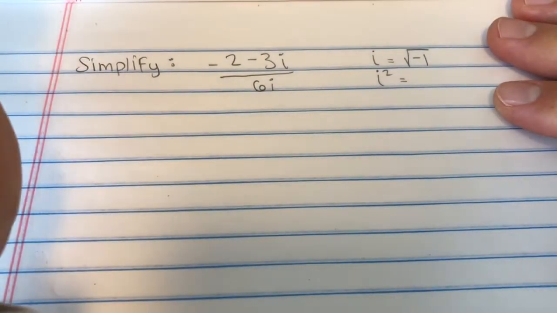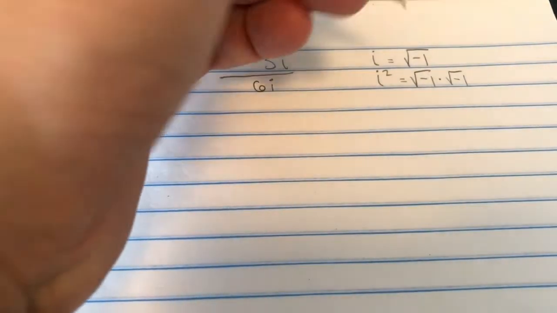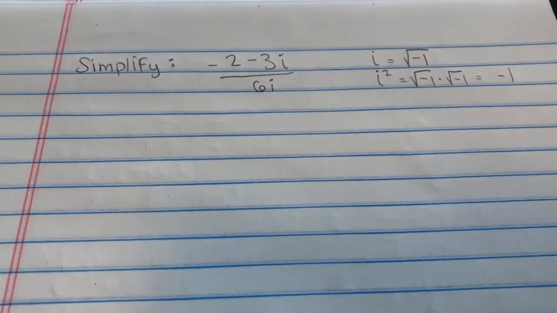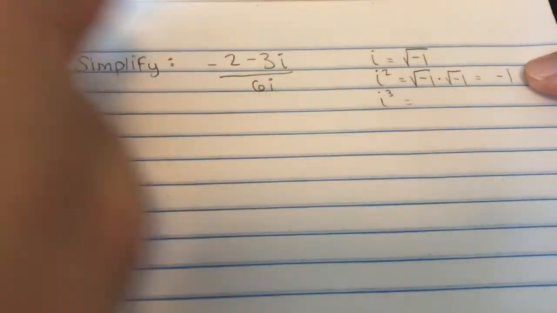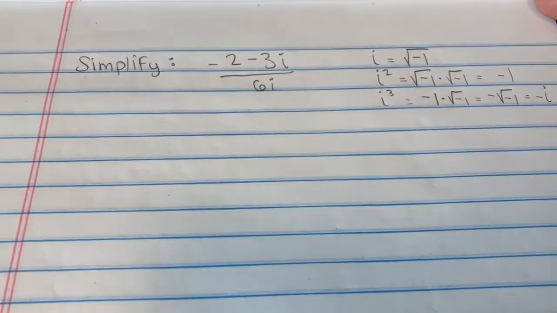What is i squared? Well, that's the square root of -1 times the square root of -1, which ends up being, whenever you have two square roots and they have the same thing underneath, the square root disappears, or it cancels out. Now, i to the third. Well, let's carry down what we have. That's -1 times the square root of -1, which just makes negative square root of -1. Or you could call it negative i. It's totally up to you.